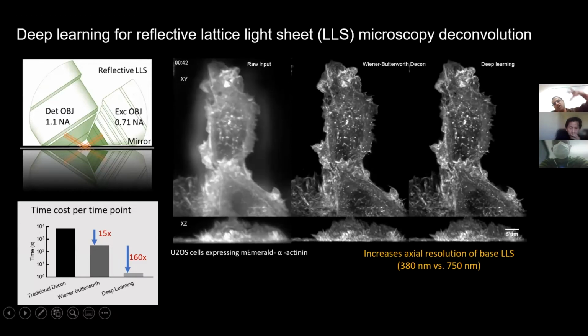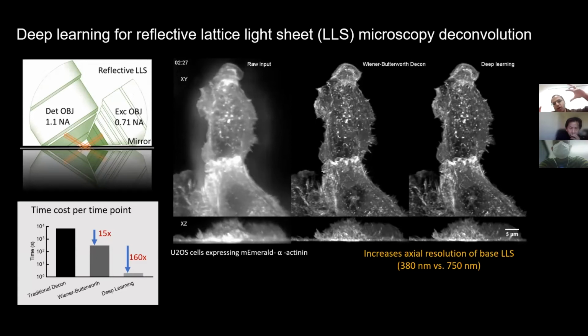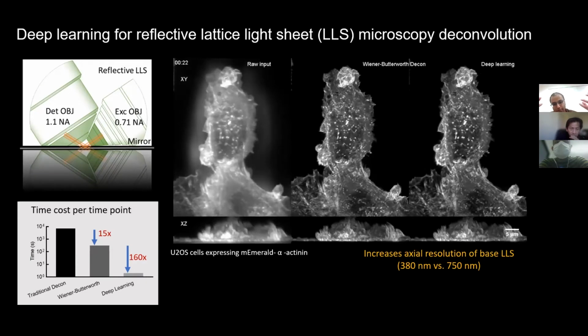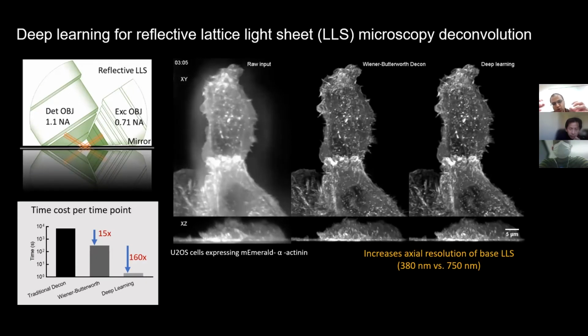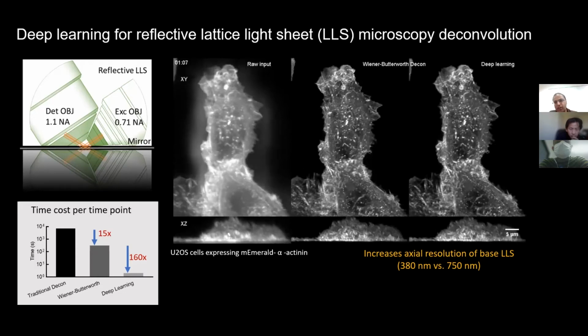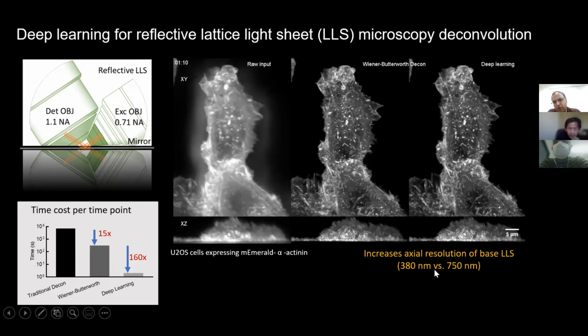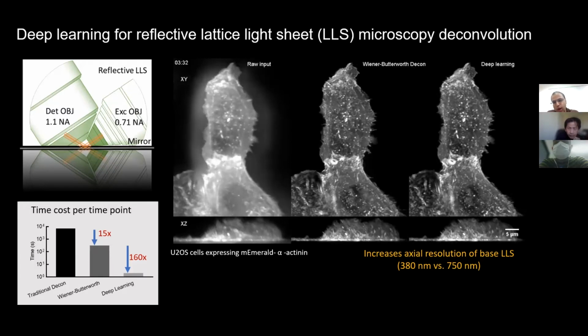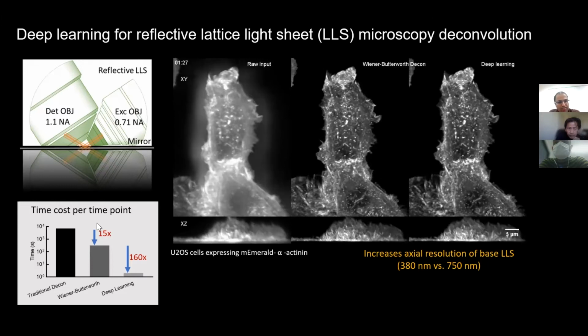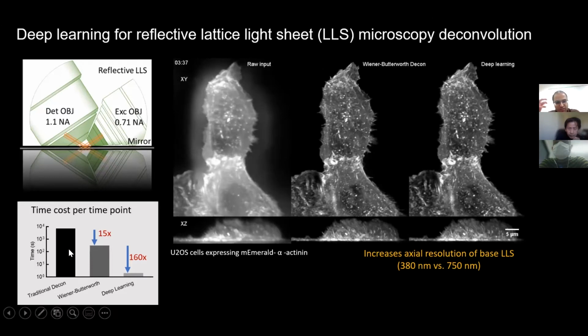So you get a second high NA view from a different angle, which gives you spatial frequencies not captured by the base microscope. And so if you could fuse these data and deconvolve it, you can actually improve the axial resolution of the base lattice light sheet microscope. You can almost double it, so you get a more isotropic reconstruction. But it would have been unfeasible to process this data conventionally.